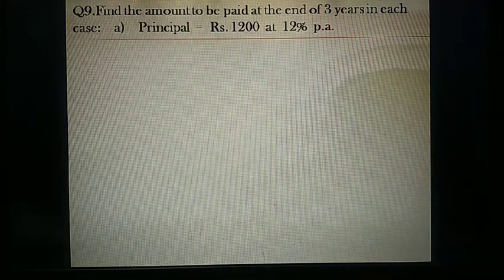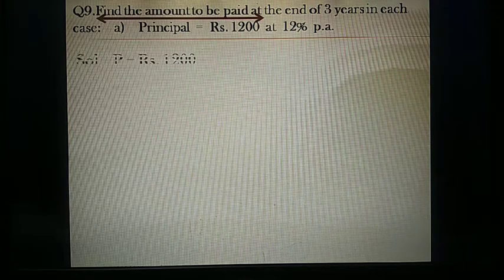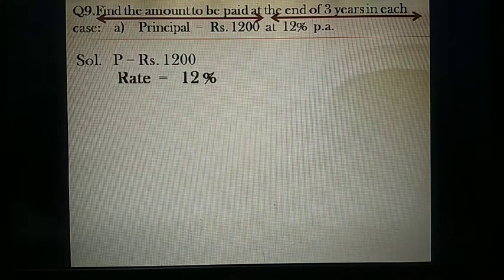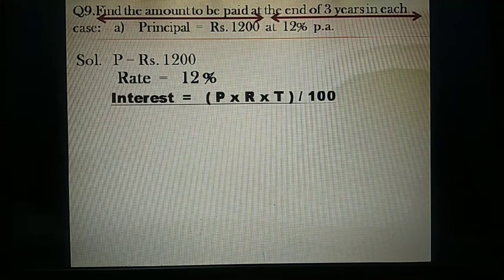Question number 9. Find the amount to be paid at the end of 3 years in each. Amount to be paid at the end. Amount means whatever we are borrowing plus the extra amount we are supposed to pay. At the end of 3 years means time is given to you. Principal here in the first case is 1200 at the rate of 12% per annum. So here we are supposed to find the amount. Principal is 1200 and rate is 12%. Here the time is given to you as 3 years.